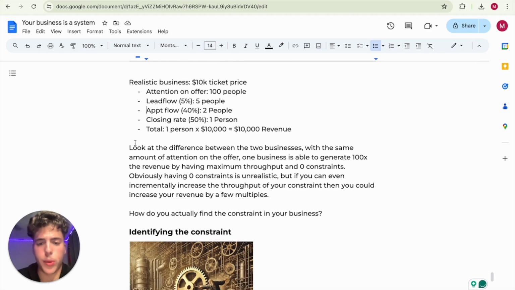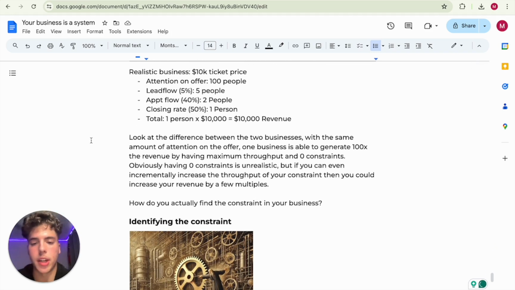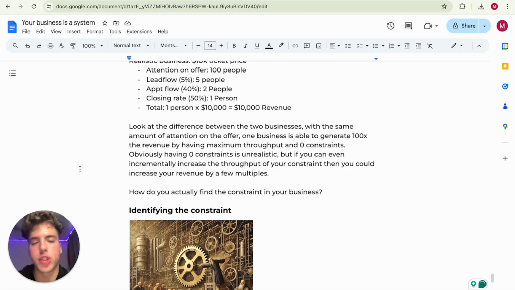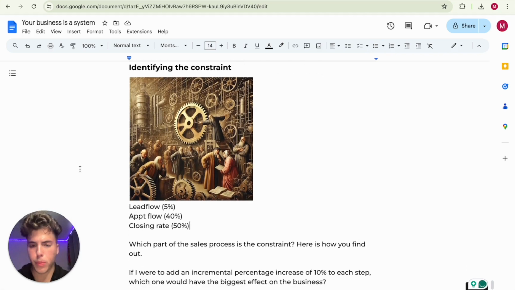Look at the difference between the two businesses. With the same amount of attention on the offer, one business is able to generate 100 times the revenue by having maximum throughput and zero constraints. Obviously, having zero constraints is unrealistic, but if you can even incrementally increase the throughput of your constraint, then you could increase your revenue by a few multiples. Okay. So how do you actually find the constraint of your business? How do you know what to solve, what the actual constraint is? Okay. There's a method to it.